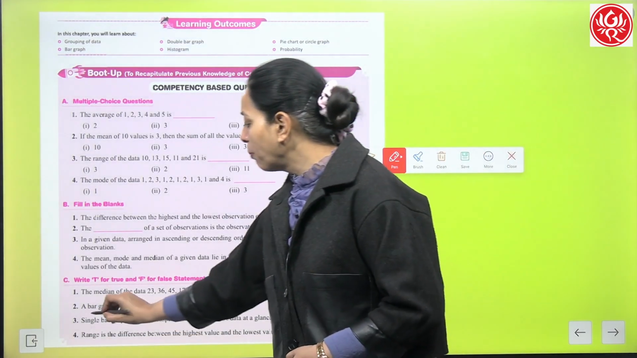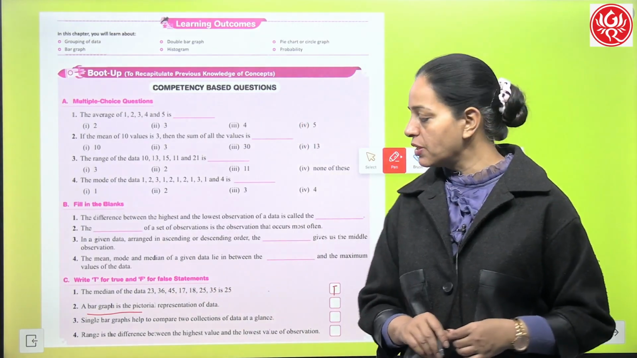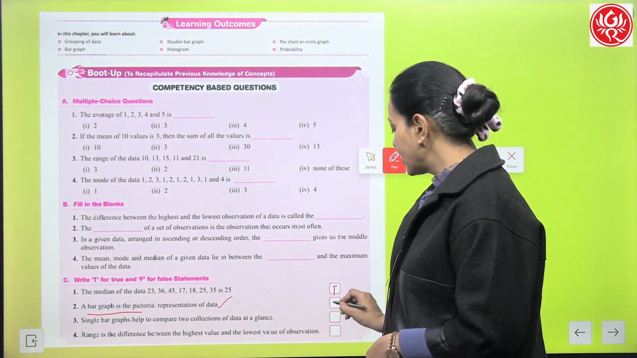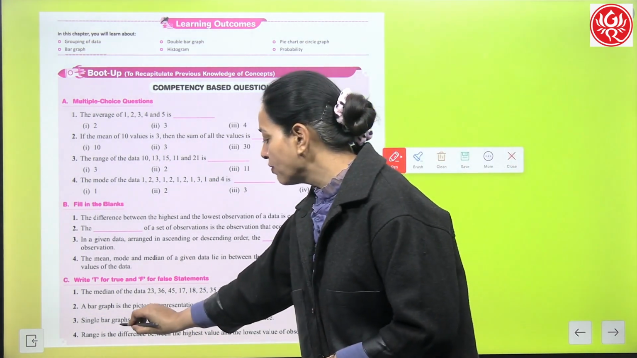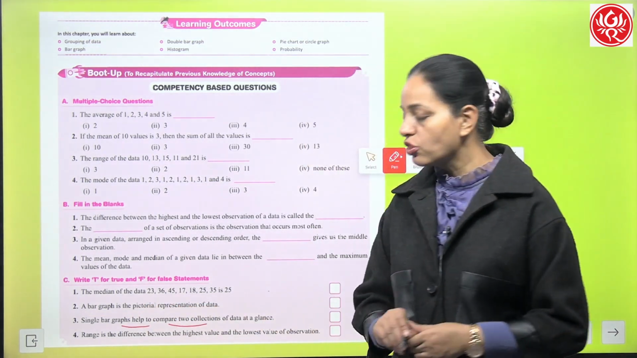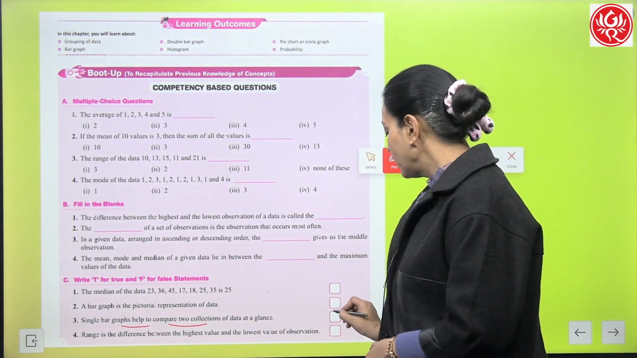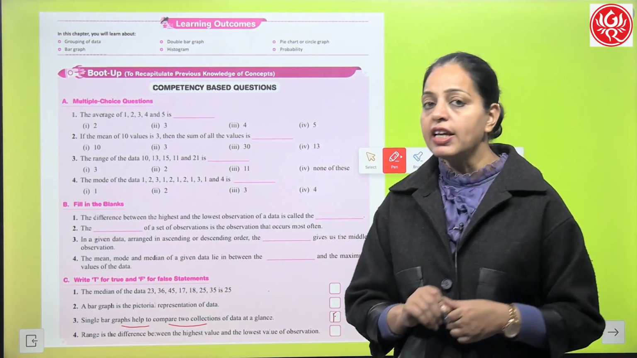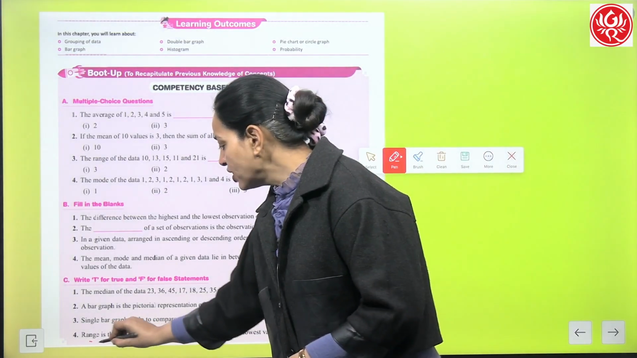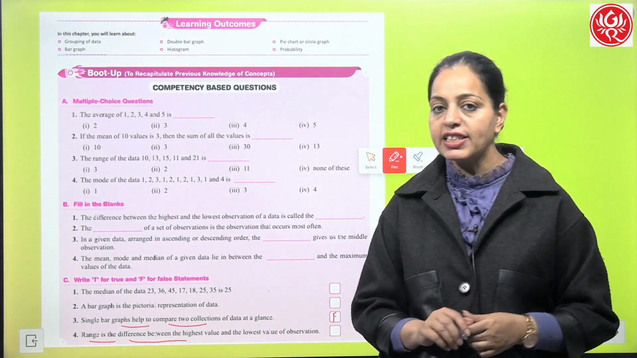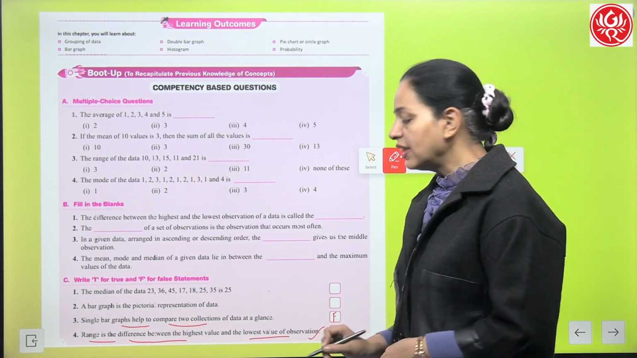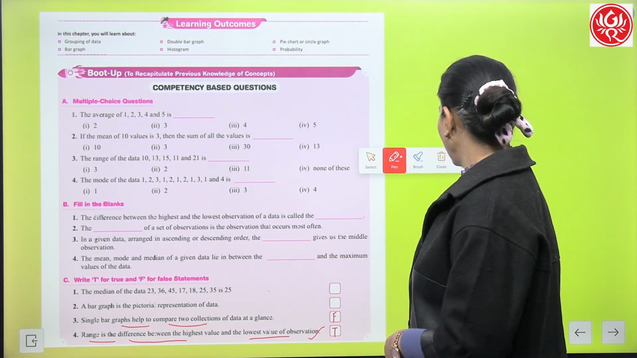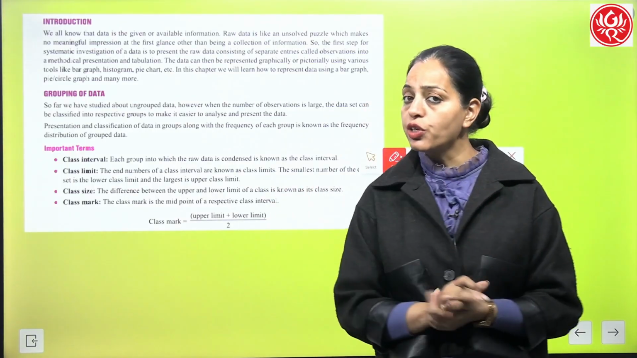The second one, a bar graph is the pictorial representation of data. Yes, this is true. The third one, single bar graphs help to compare two collections of data at a glance. No, this statement is false. The fourth one, range is the difference between the highest value and the lowest value of observation. Yes, this statement is true. Okay, now come to the introduction part.